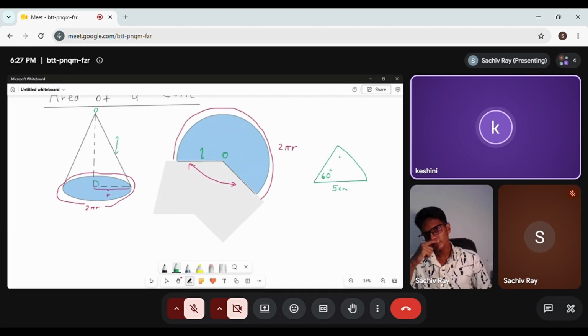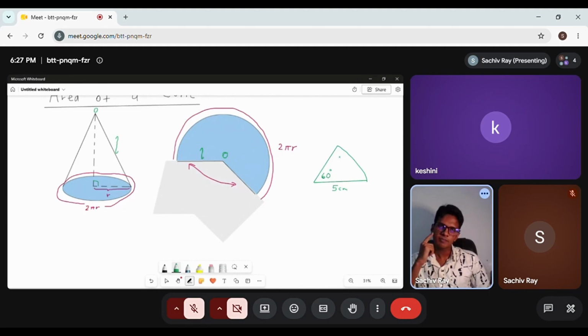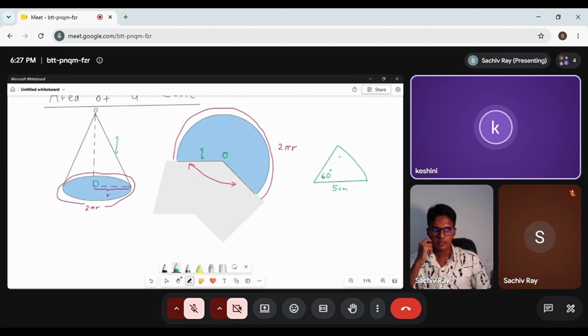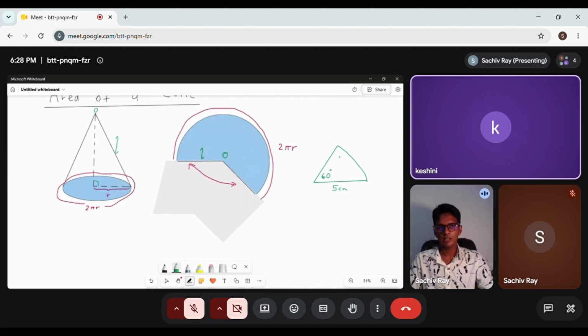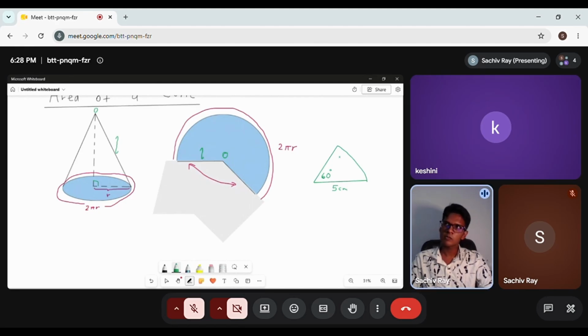We have to find it by theta over 360 into pi r squared. Theta is 60 degrees. Anything with a square in the formula is the formula to find the surface area. Let's keep it simple: if there's a square in the formula, it's a surface area. If not, it's something else. Theta over 360 into 2 pi r has no square anywhere. Nothing's being multiplied by itself.